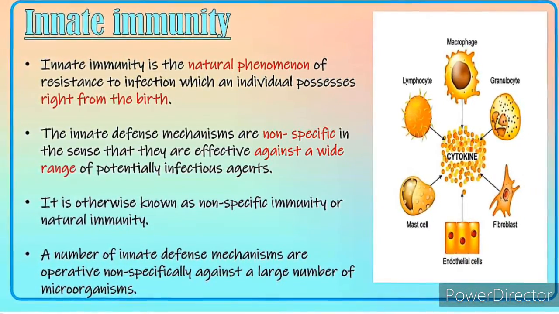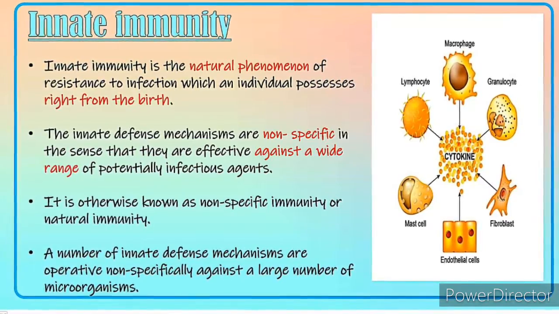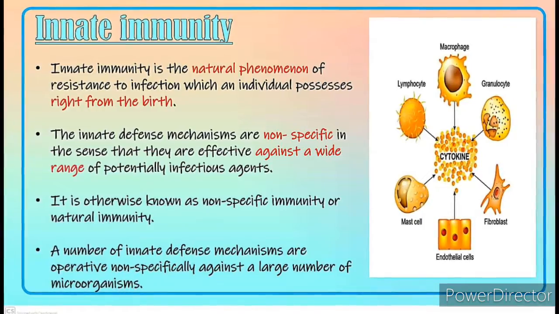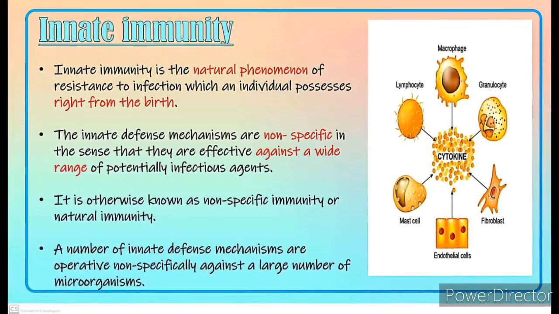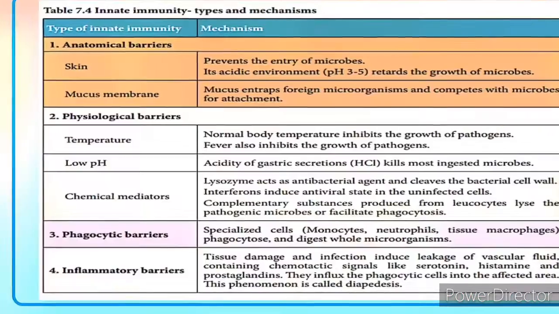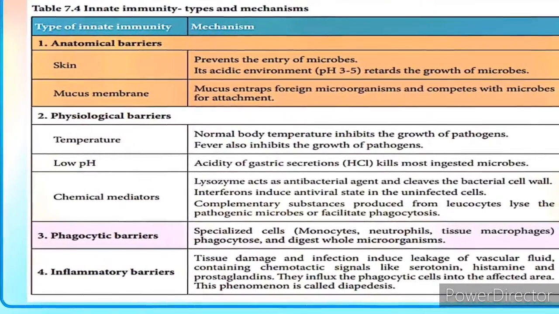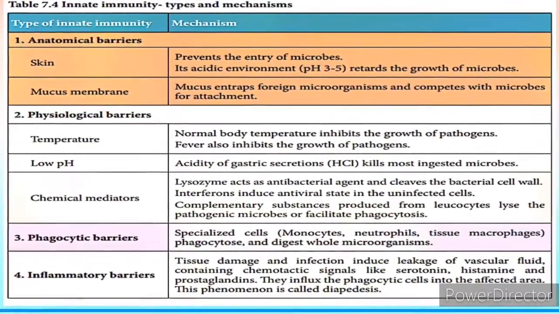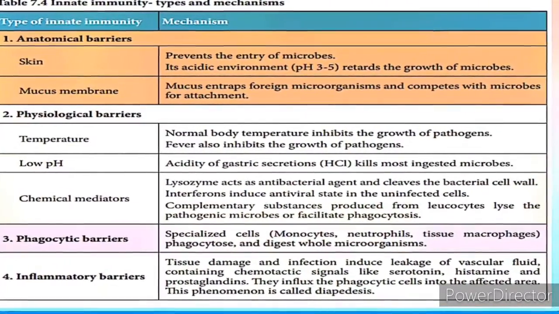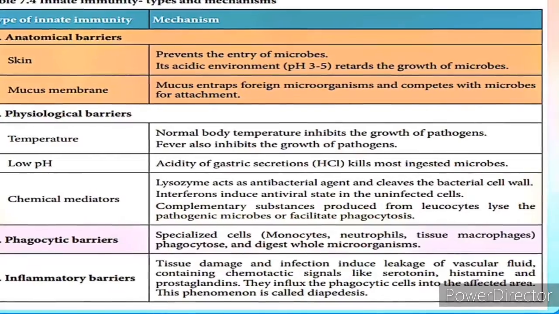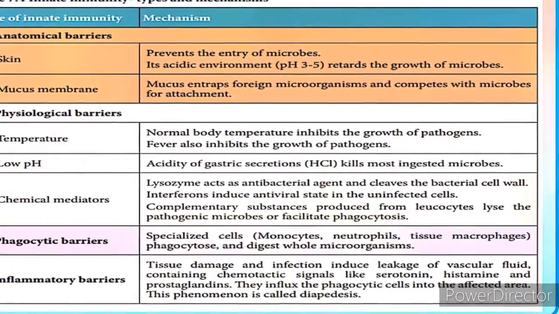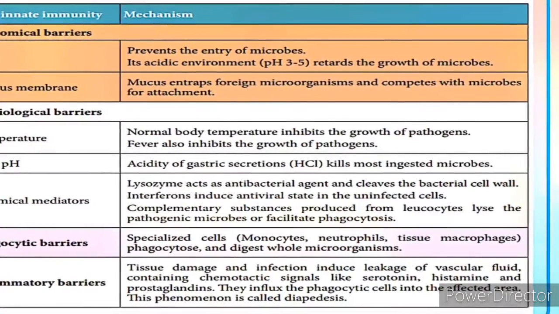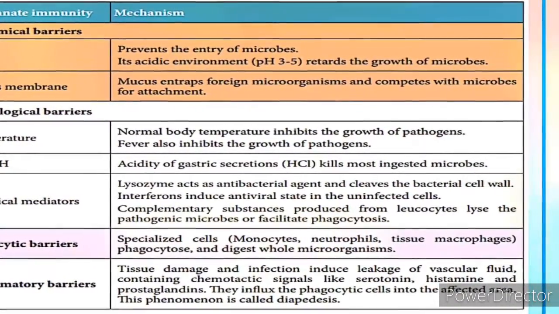These mechanisms are non-specific, so it is called natural immunity. There are 4 types and mechanisms of innate immunity. They are anatomical barriers, physiological barriers, phagocytic barriers, and inflammatory barriers. Skin and mucous membrane come under anatomical. Temperature, low pH, and chemical mediators come under physiological.